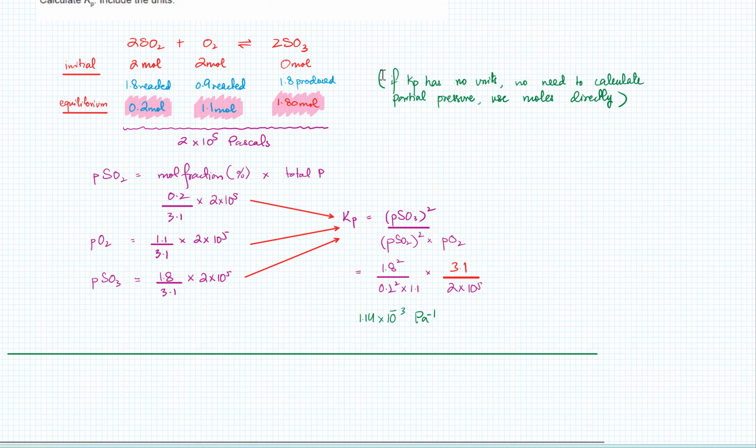So it's clear to everyone that when there are equal moles, equal terms on top and bottom, the whole 2 times 10 power 5, 3.1 part would all get cancelled out.